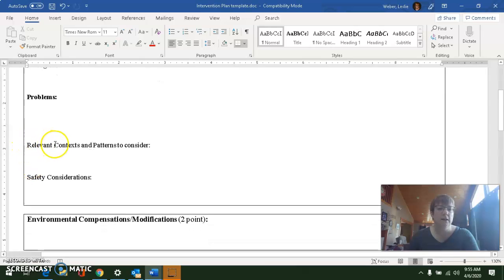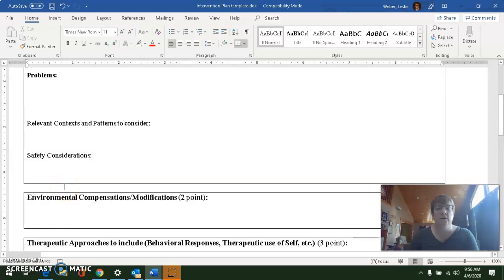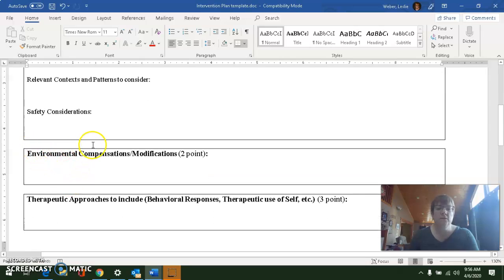So this is what we're talking about here. I wanted to highlight relevant contexts and patterns. What it's talking about here is table 5 on page S28 in your OT practice framework. Review that. Because Glenn has a very specific context that he is living in, a very specific situation. Okay, safety considerations, self-explanatory. So environmental compensations and modifications. There are already several environmental compensations and modifications in place. The OT has put some in, but just the fact of where he's living is going to have certain environmental compensations and modifications.